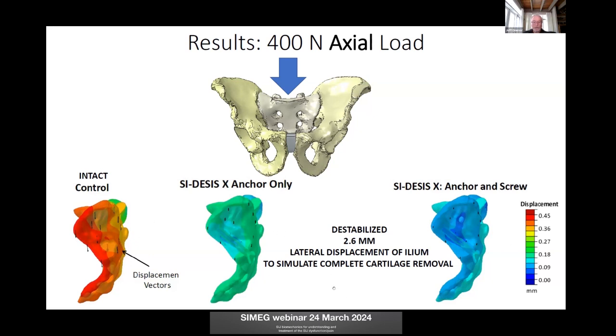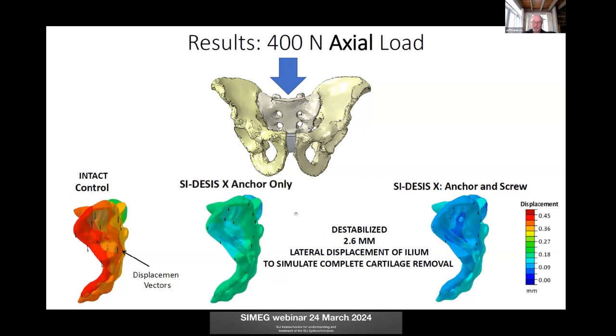But what they also did was, okay, for the FDA's sake and all of our sakes, we went in there and we were very aggressive. We removed all the articular cartilage from the entire joint. And how would that look? Well, the way the engineers figured out to do that was to take the model and separate the ilium away from the sacrum by the distance of the typical thickness of the articular cartilage, which is about 2.6 millimeters. That simulates a very aggressive joint destabilization, decortication type of procedure.